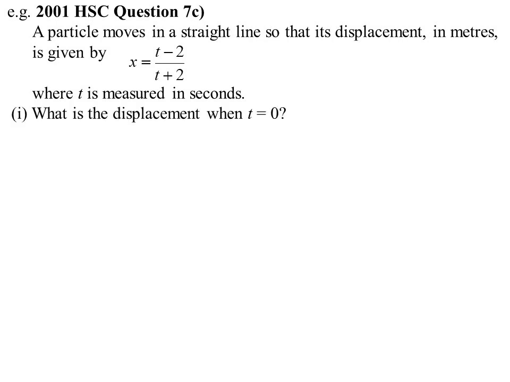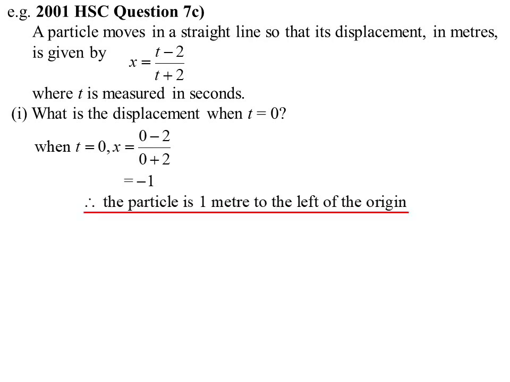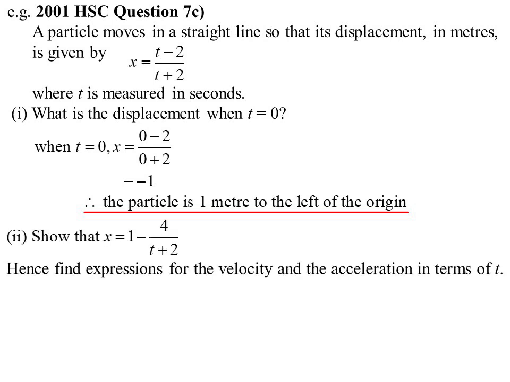Okay. So the first thing they want us to find is the initial displacement. So that's just a simple substitution question. Sub that in, I get -1. So whether you say, oh, it's at x equals -1 or it's 1 metre to the left of the origin, there's my answer.